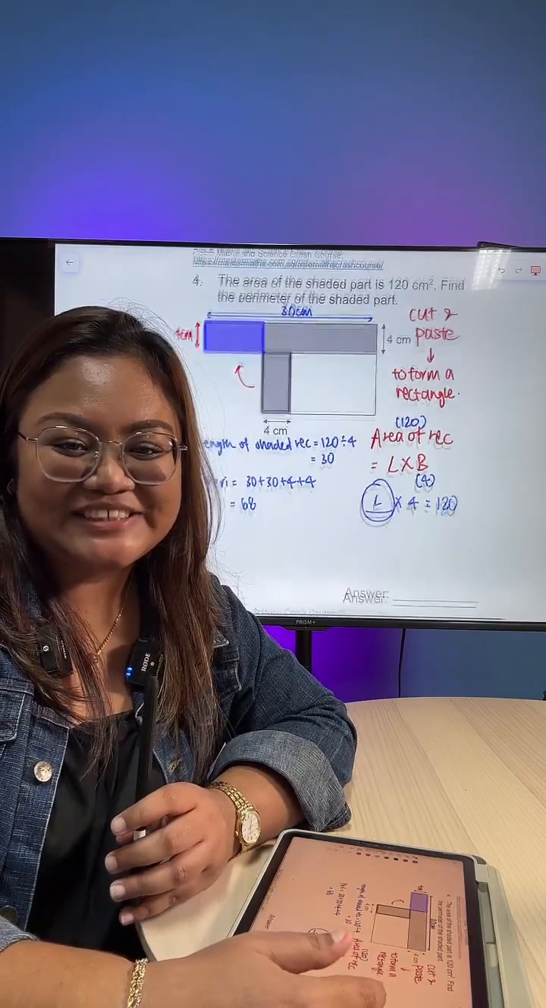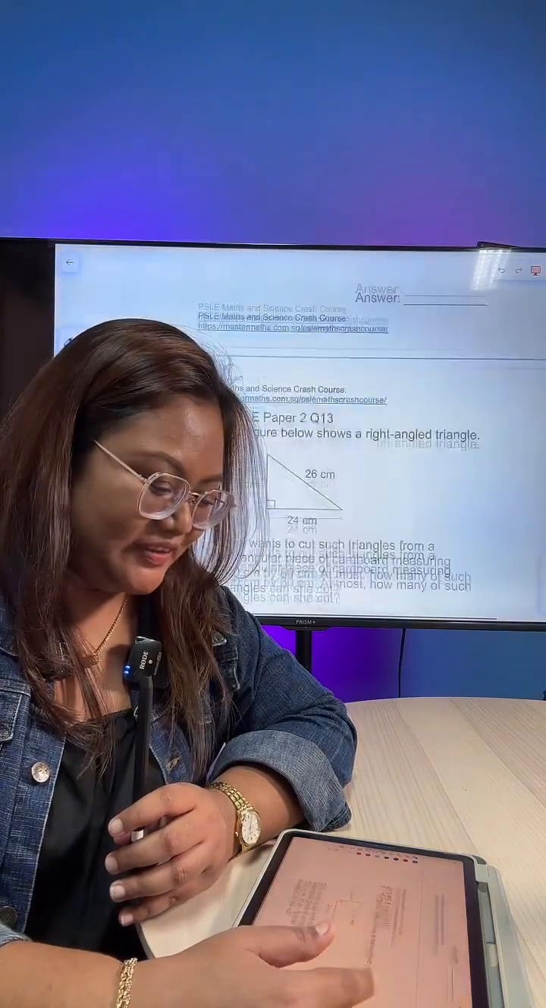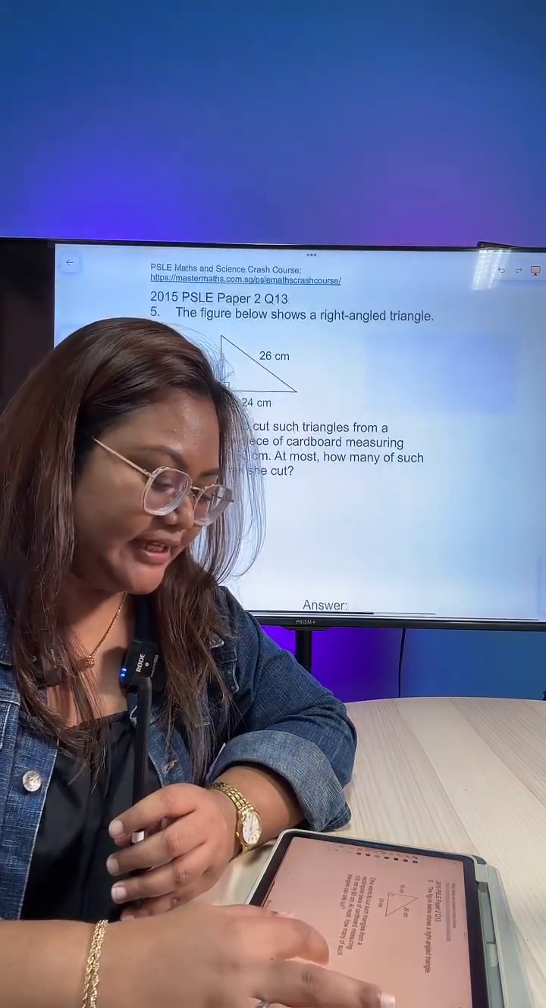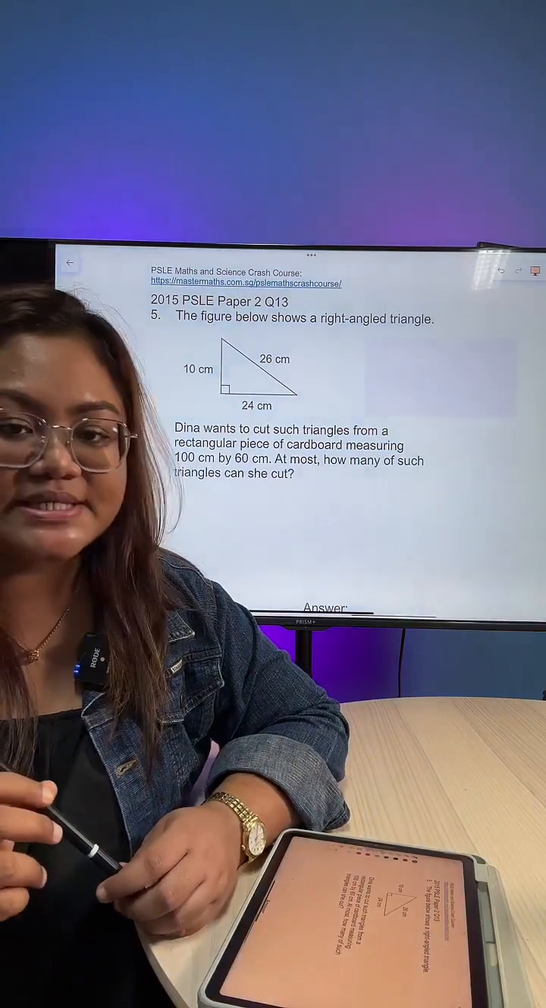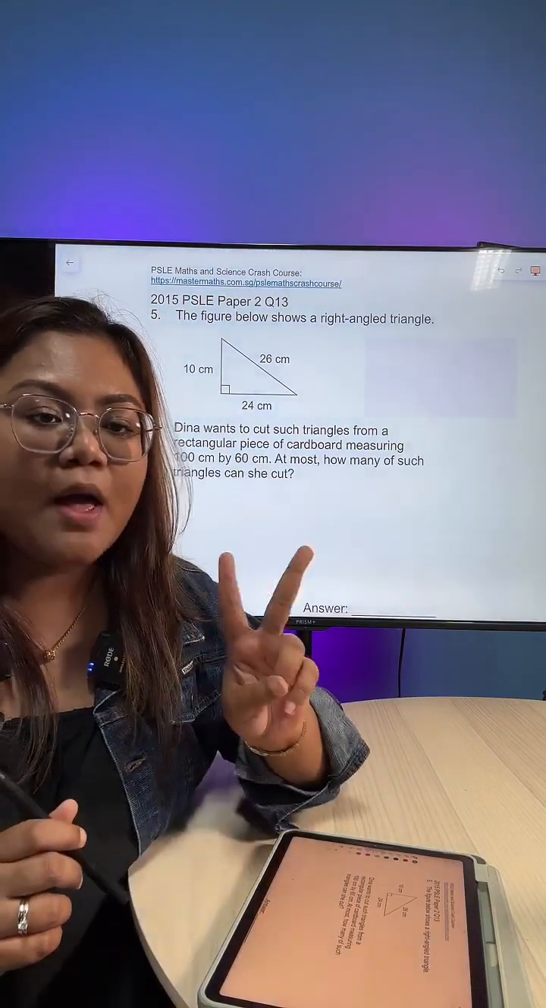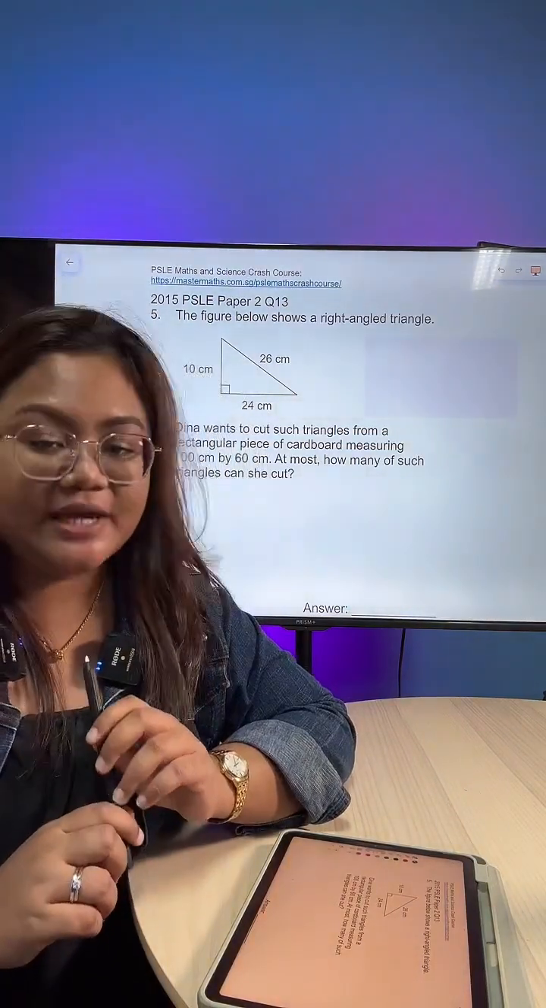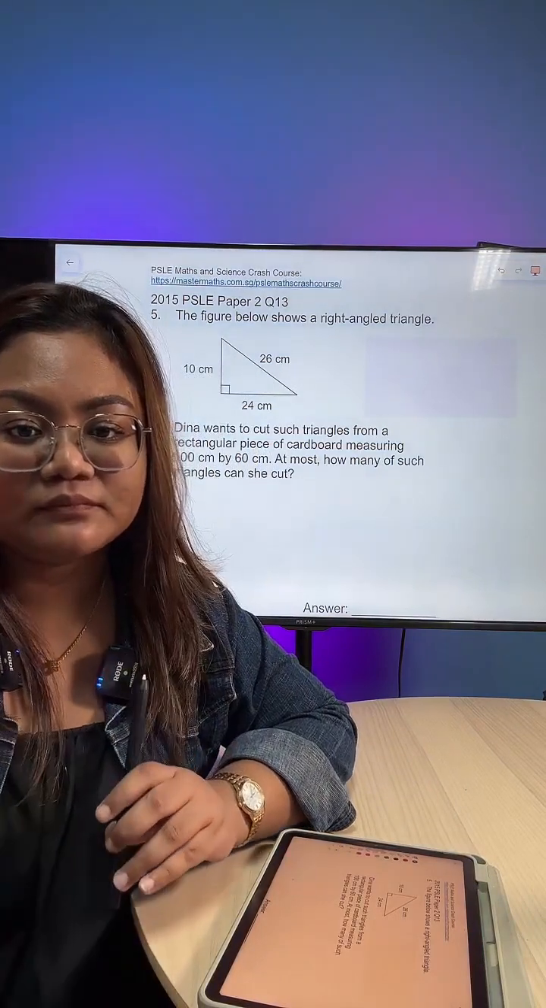Okay, shall we move on to the last question, everybody? Let's move on to the last question for today. 2015 PSLE Paper 2. Paper 2 question. So you can use calculator, okay?